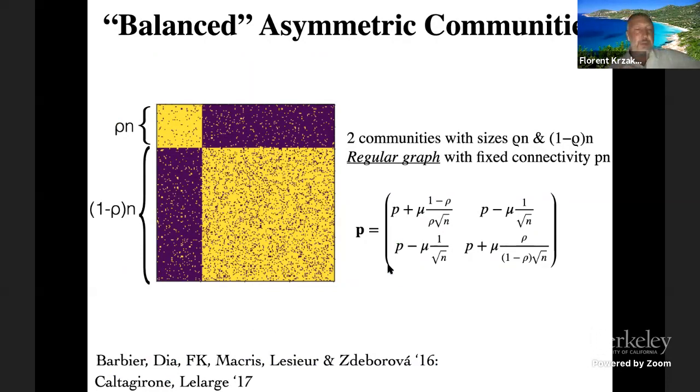Now I want to give a last example because it's interesting and it connects to the lecture of yesterday, which is the unbalanced asymmetric communities case. So it's community detection with two communities of densely connected groups, but one is small and the other one is large, with sizes rho n and (1 minus rho) n. And to make the problem difficult, we force the graph to be a regular graph with a fixed connectivity. So every point has the same connectivity, and that makes it very hard to distinguish between the big group and the small group by just looking at their local connectivity.